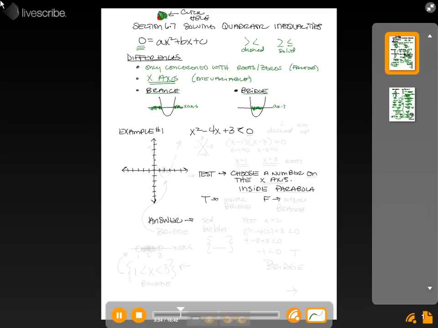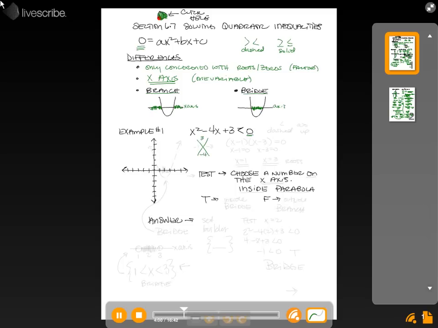So let's look at example 1. Example 1 is x squared minus 4x plus 3 is less than 0. Okay, notice we have 0 there. That tells us we're solving it instead of graphing it. I told you earlier that we're not really concerned with the parabola. We're not going to find the vertex. We're not going to find the axis of symmetry. We're not going to make a table. We're just going to jump right in and factor because all we want are the roots.